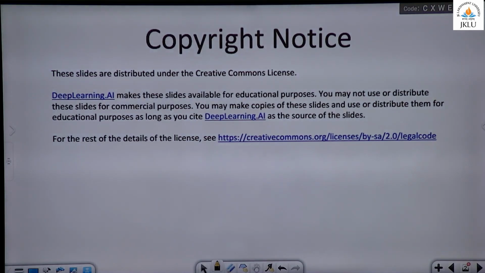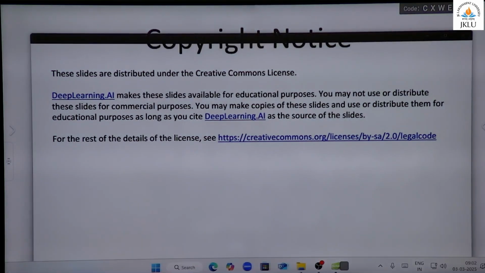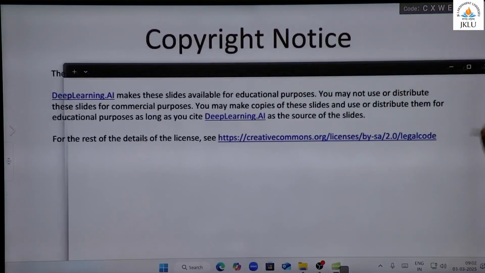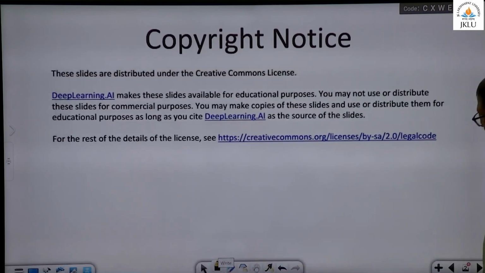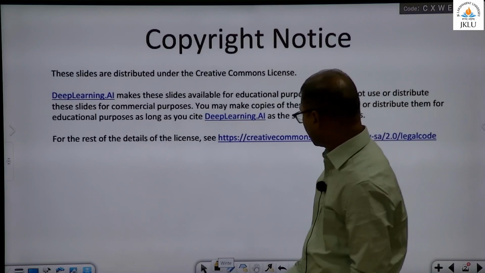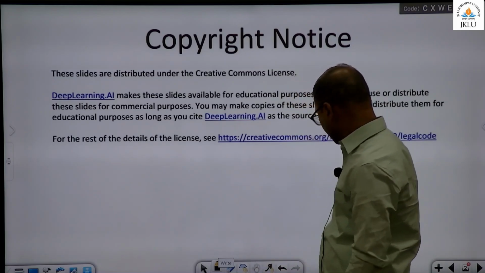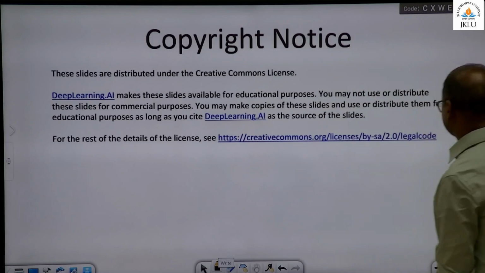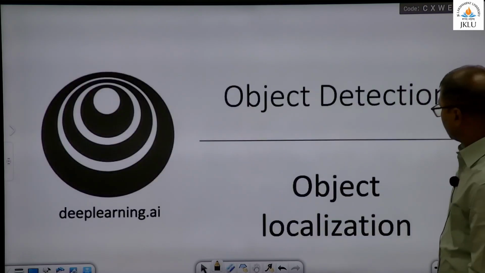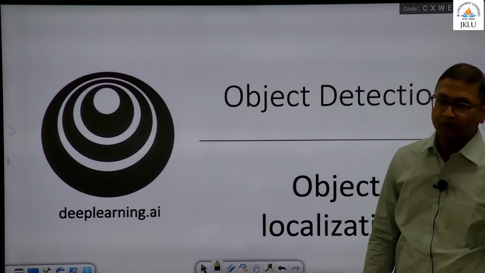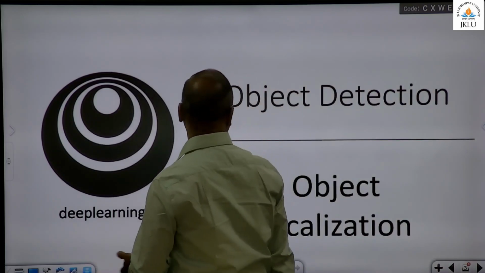All right, so the slides as usual are from CS 230. Okay, so we start. Today we are going to start with object detection.